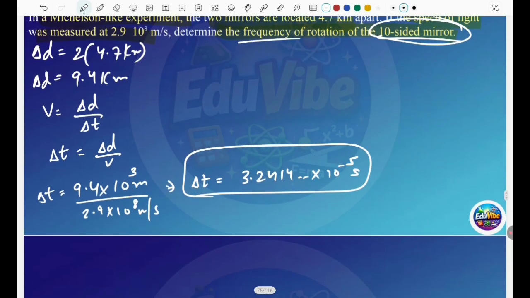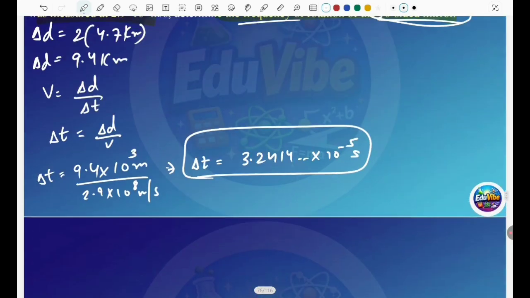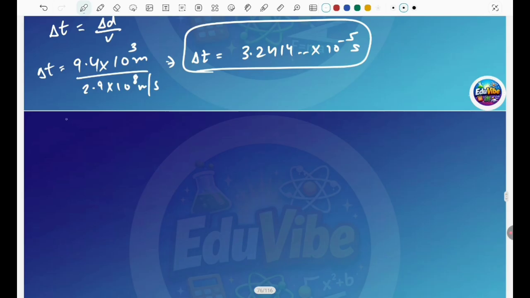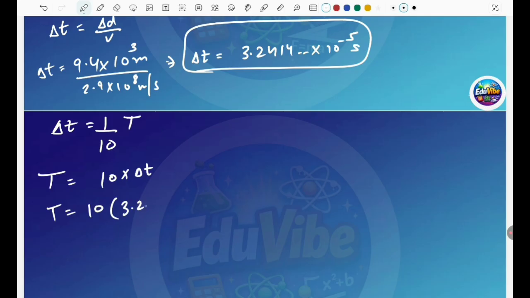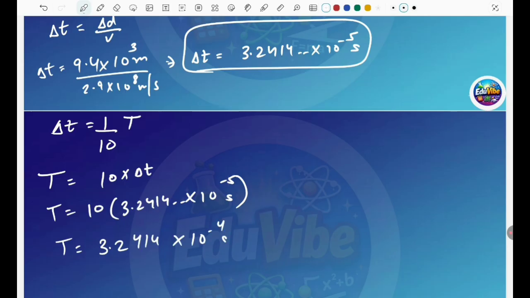But you have to find the frequency. For frequency, you know this is a 10-sided mirror, so your delta t should be equal to 1 upon 10 times T. So this T is equal to 10 times delta t. So 10 times delta t, 3.2414, make sure you use the non-rounded value. You get your answer about 3.2414 into 10 raised to power minus 4 seconds.